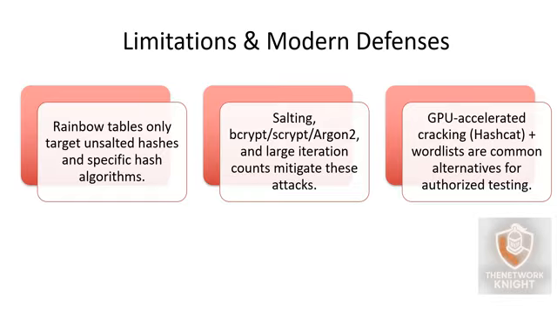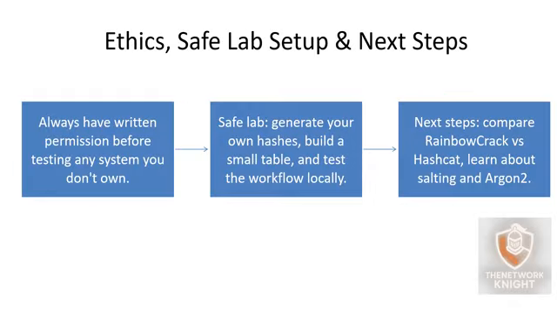So limitations to rainbow tables. Rainbow tables only target unsalted hashes and specific hash algorithms. So salting, like you would find in bcrypt, scrypt and Argon2, mitigates the ability to use a rainbow table. And then GPU accelerated cracking is a common alternative for authorized testing. So GPU, using an actual graphics processor in a computer to handle the processing, can help speed this up.